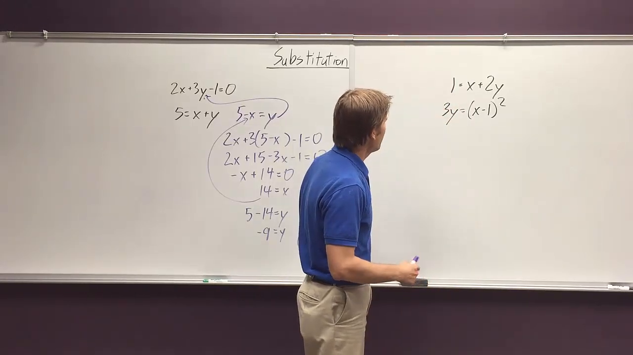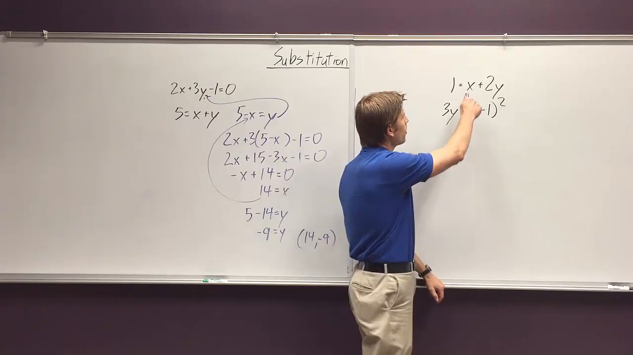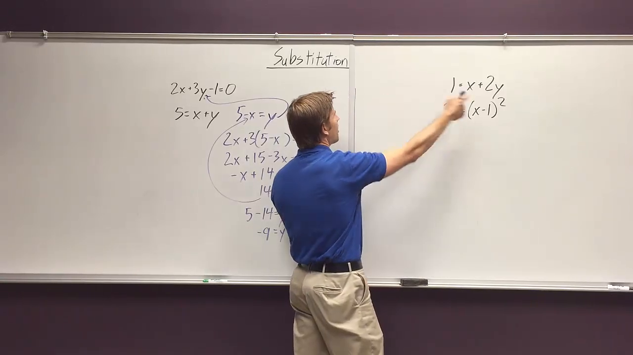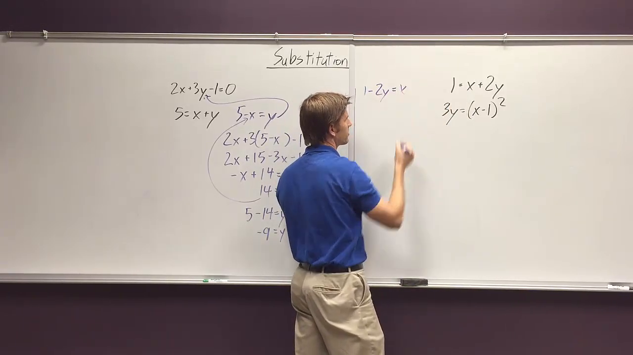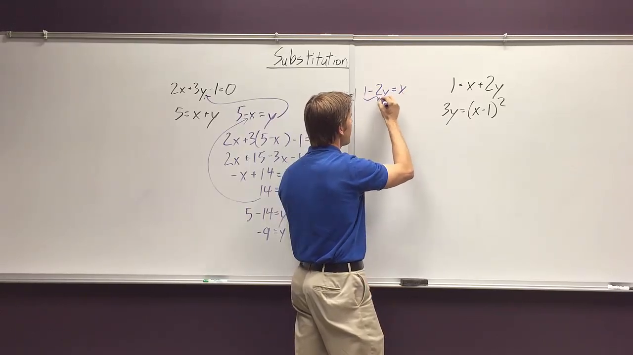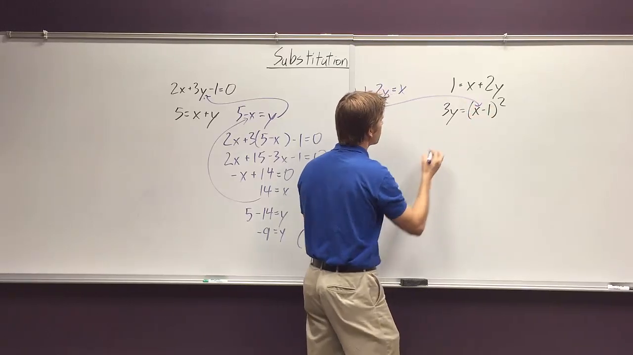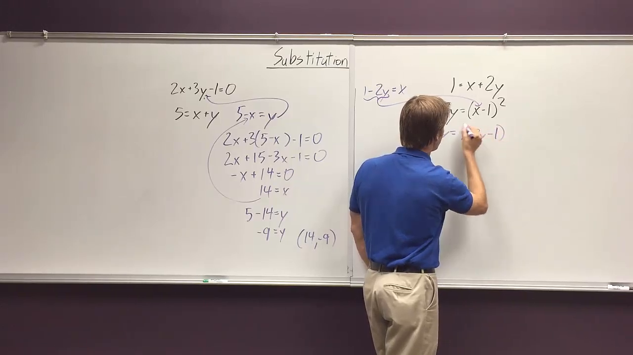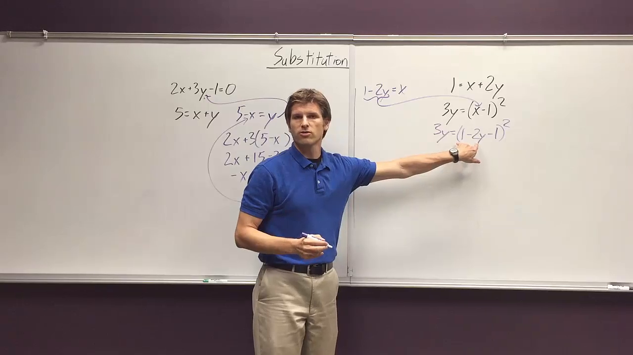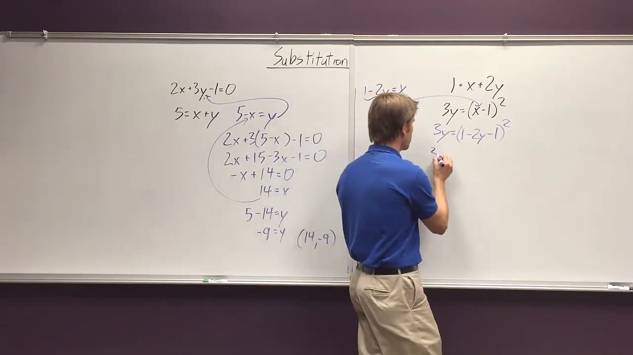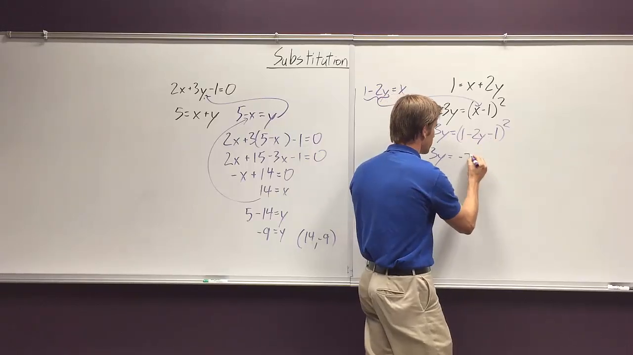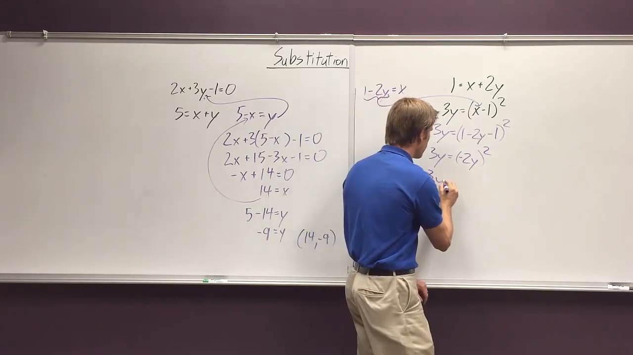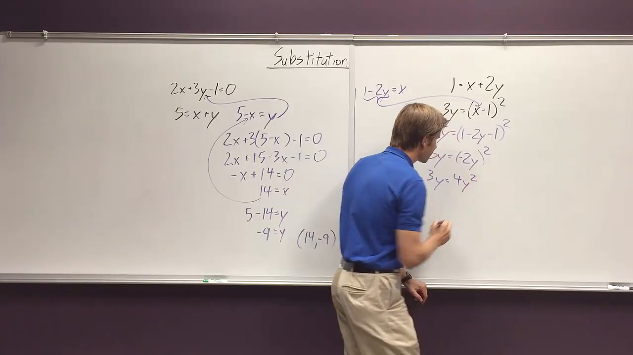Let's look at these two equations. Probably I want to solve the top one for x. You might solve it some different way, but let's solve this top one for x. So I'm going to subtract 2y to the other side. I'm going to substitute that value in for x here. So 3y equals 1 minus 2y minus 1, squared. I'm going to work to simplify inside the parentheses. 1 minus 1 cancels, so I get negative 2y squared. That's 3y equals 4y squared.